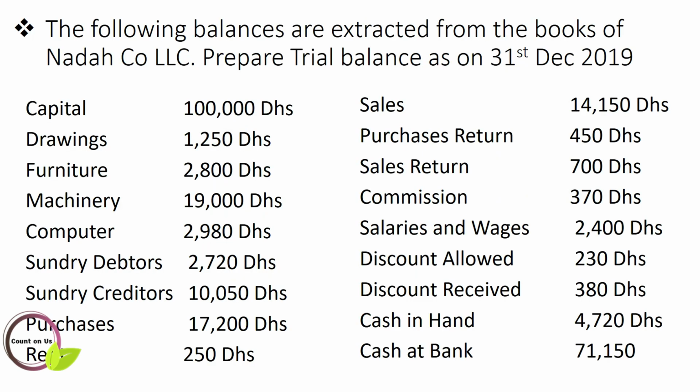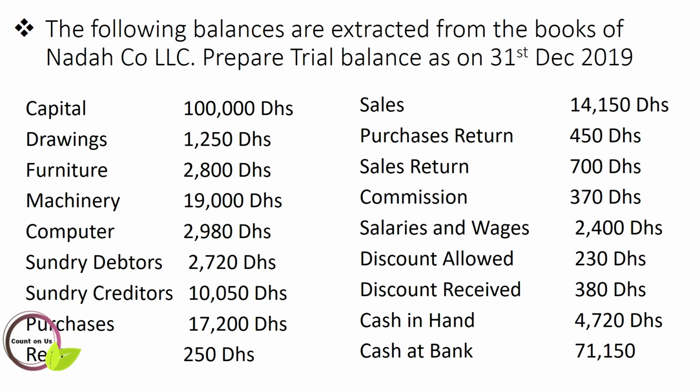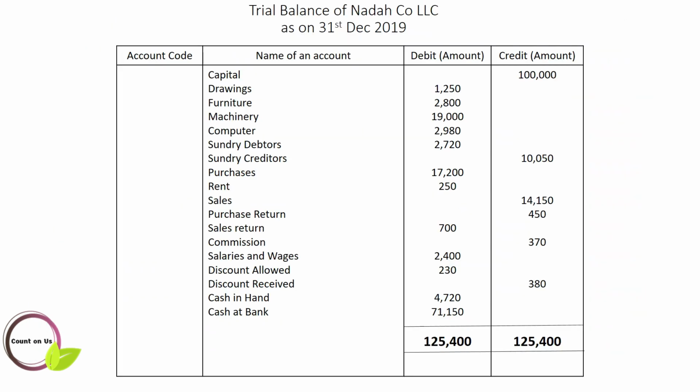Cash in hand, 4,720 dirhams. It is an asset and is to be debited. Record cash in hand on the debit side of the trial balance. Cash at bank, 71,150. It is also an asset and is to be debited. Record cash at bank on the debit side of the trial balance. After that you can total both sides, debit and credit. Once they are equal, it means the ledger account balances are correct. A trial balance only verifies the arithmetical accuracy of the ledger accounts.